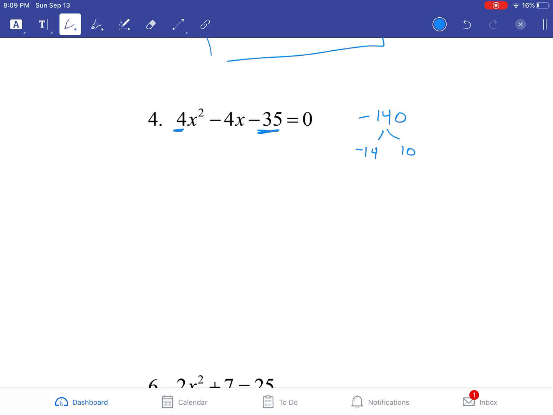Now rather than put these numbers back into the equation and then factor it by grouping, we're going to do what's called the bottoms up method.